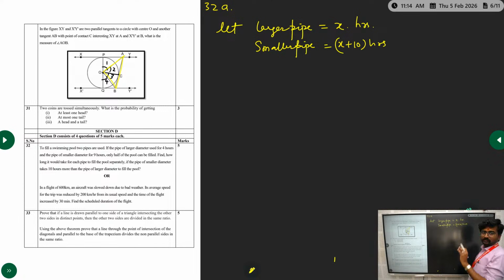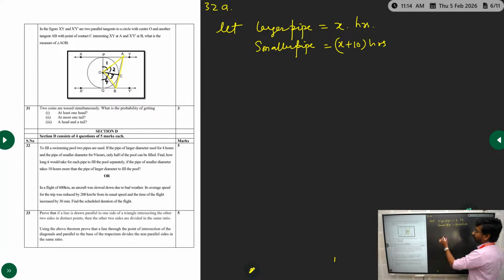In some of the solutions, if you refer to any books, they take the smaller pipe as x. If the smaller pipe is taking 10 hours more, then the larger pipe will take 10 hours less, so they take that as x minus 10. How easy, it is direct, understood. The smaller pipe is taking 10 hours more than the larger pipe, so the larger pipe we take as x, and this will be x plus 10.